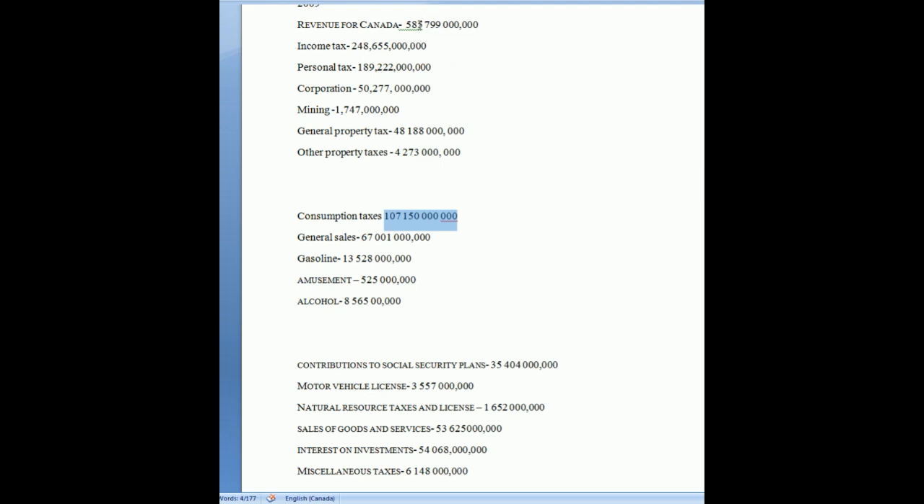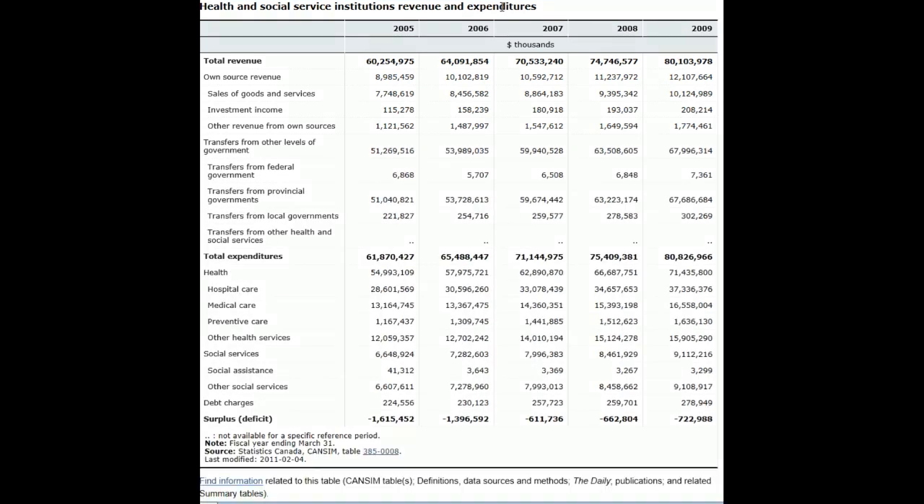$585 billion. That's what's being generated for a revenue. We're looking at what it costs to run the health and social services here in Canada, throughout Canada. Now, if you look, it says they have a total revenue, that's what they're bringing in, in 2009 of $80 billion. Okay, so it cost $80 billion to run the health and social services here in Canada.